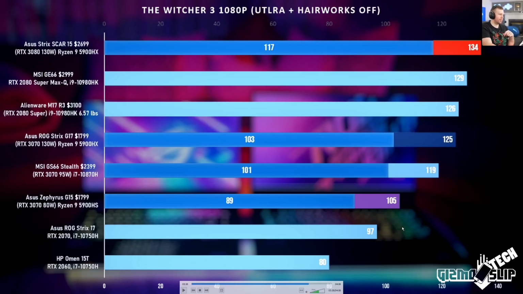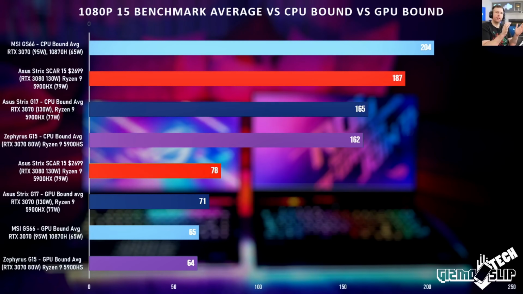Taking a look at The Witcher 3, we can see we got 134 FPS for the Scar 15, 125 for the Strix G17, and 105 for the Zephyrus G15. So we have a nice linear pattern here between these three. Taking a look at the 1080p 15 game average here, you can see in our CPU bound games, we got 187 FPS on the Scar 15, 165 for the Strix, and 162 for the Zephyrus G15.